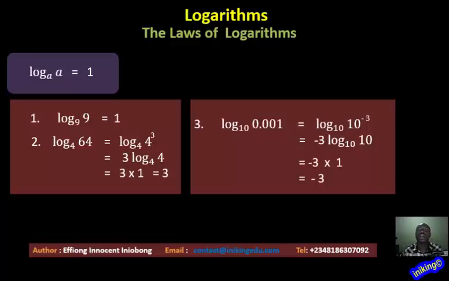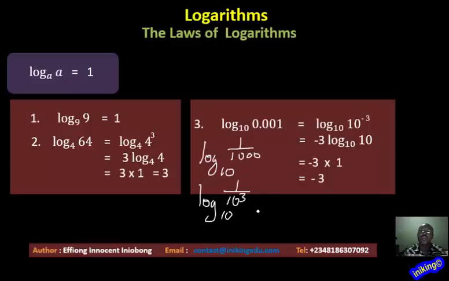Lastly, for this law, we have to simplify the logarithm of 0.001 to base 10. Without wasting too much time, we know that 0.001 is as good as the logarithm of 1 all over 1000 to base 10. And 1 over 1000 is as good as writing the logarithm of 1 all over 10 raised to the power 3 to base 10. And we know this is 10 raised to the power minus 3.